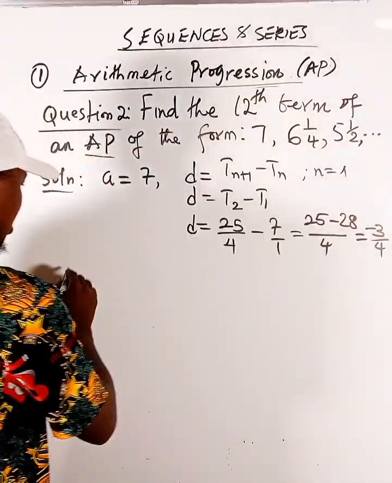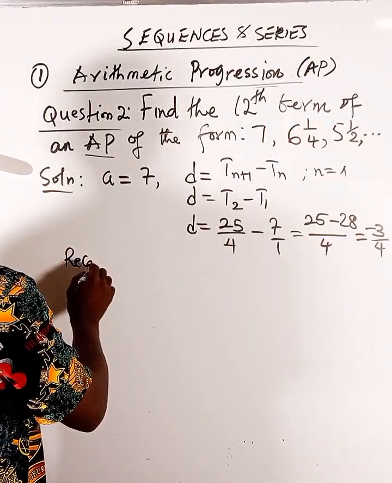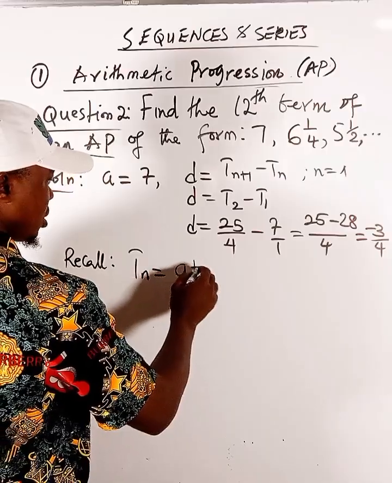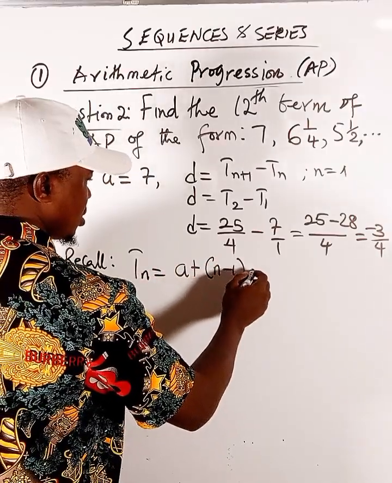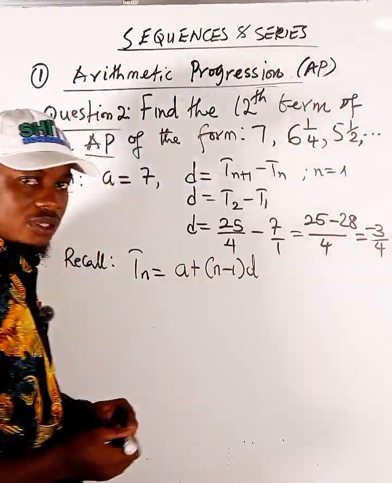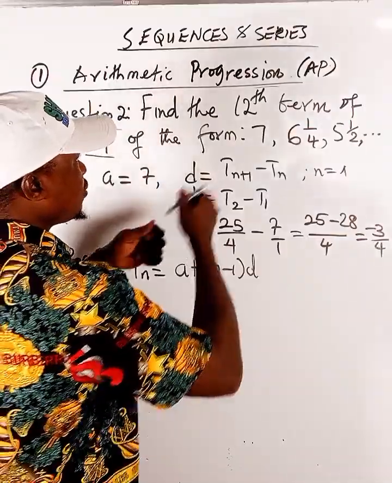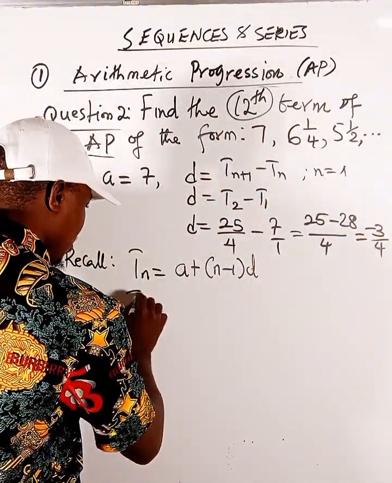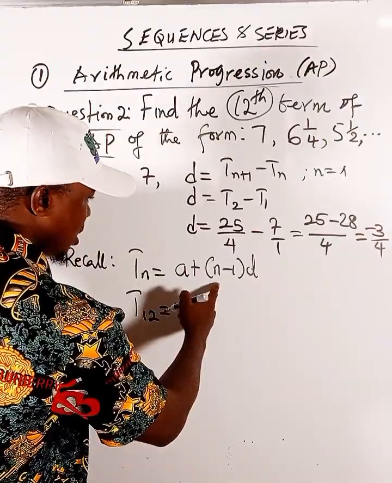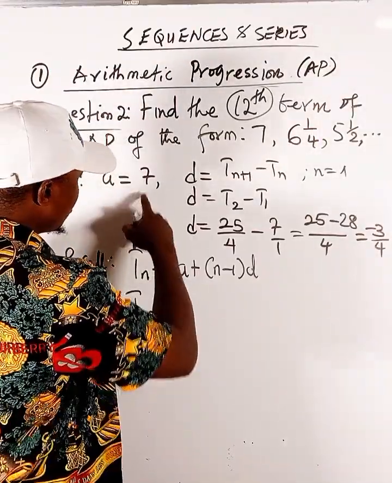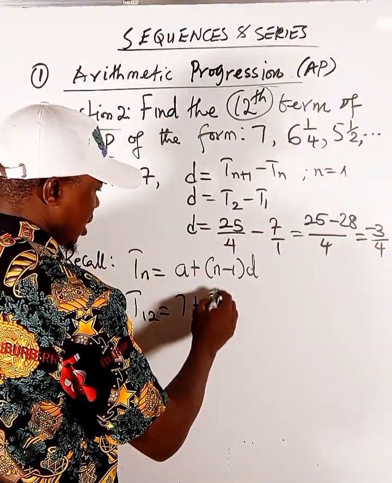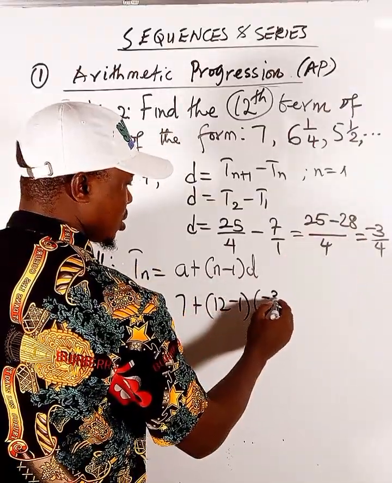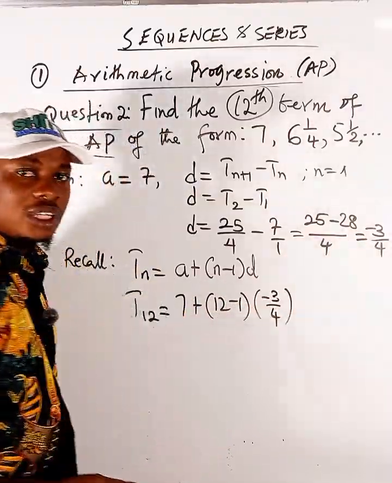Now, let's use the formula. You should recall that we have the formula Tn equals A plus bracket n minus 1 times D. This is the formula, because we are looking for T12. That is telling us that our n is 12. Anywhere you see n, put 12. A is 7, plus n is 12, take away 1, and our D is minus 3 over 4. Are you getting it?